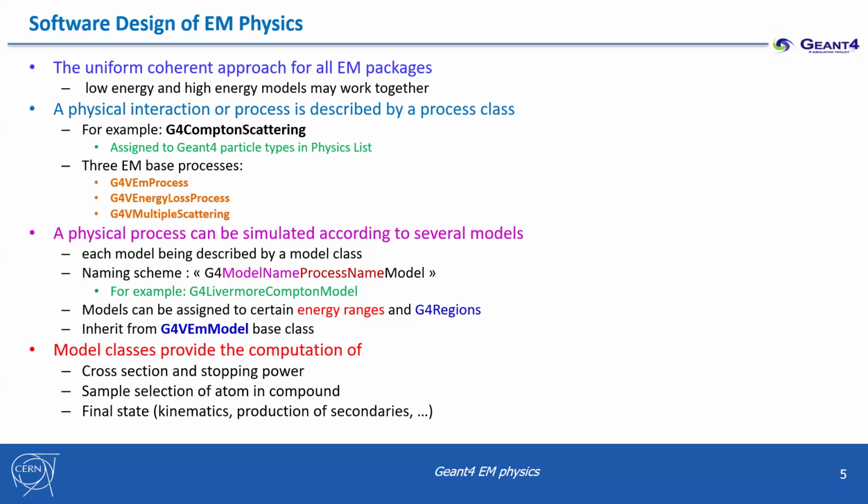Models are defined for energy range, although models may be defined for G4Region. And all models inherit from G4VEmModel base class. Inside model classes, you have really implementation of physics. And we have formulas, we have all what is needed in order to describe details of physics processes.